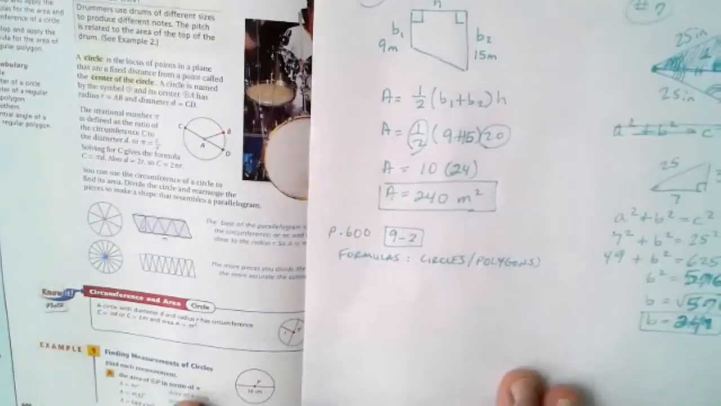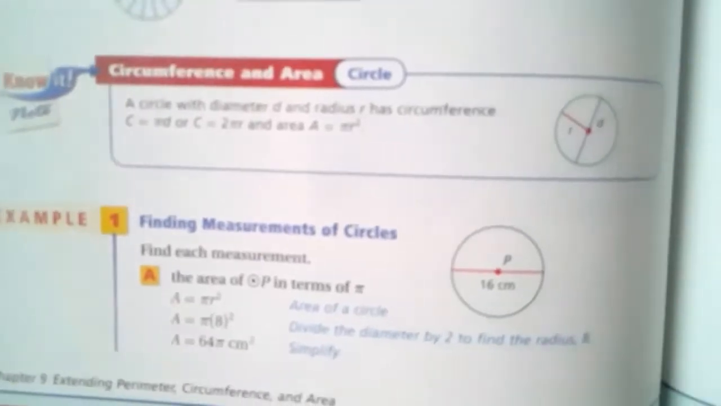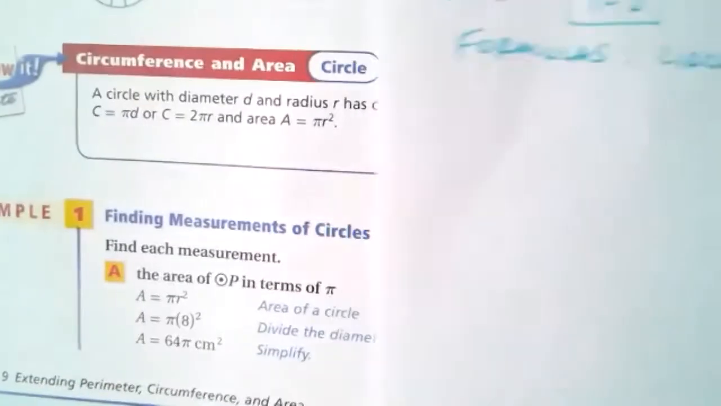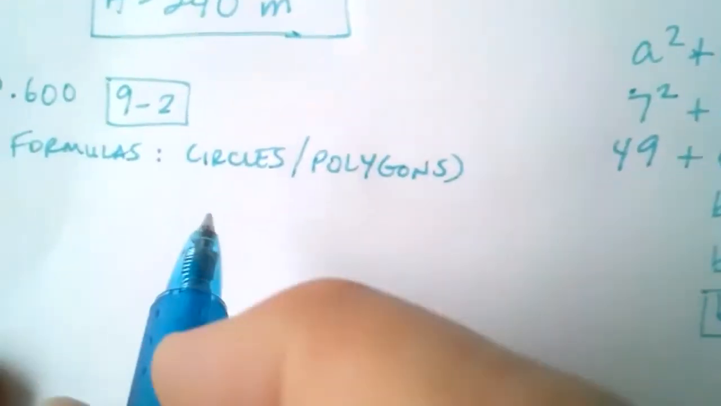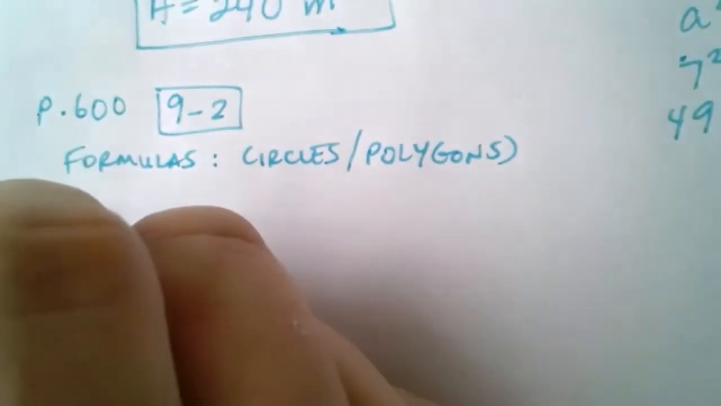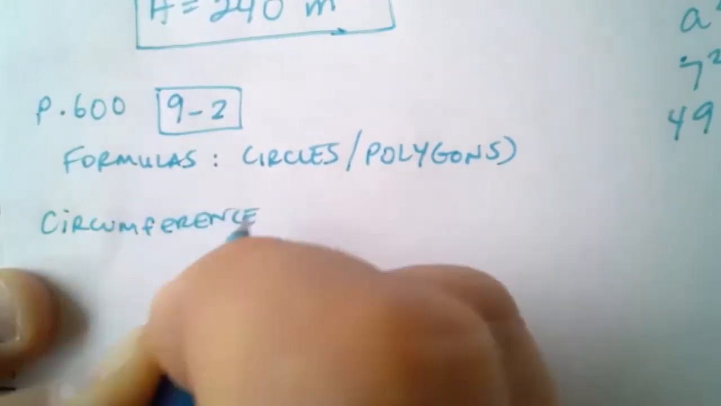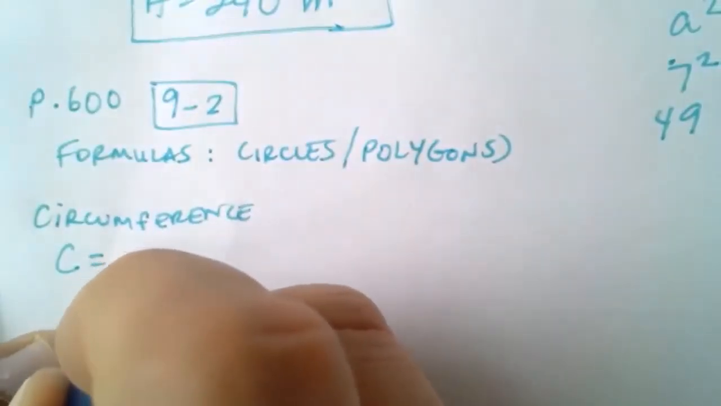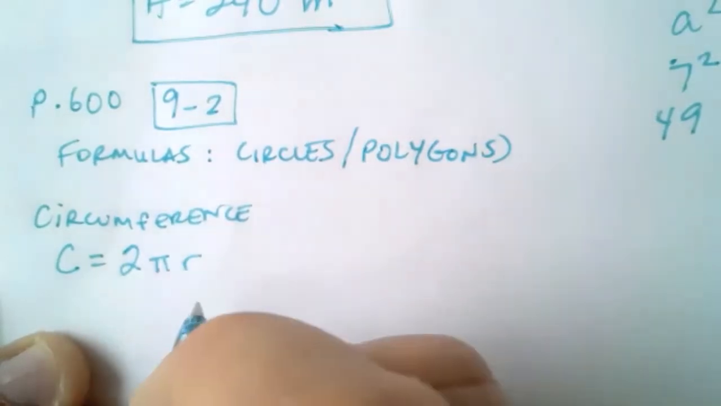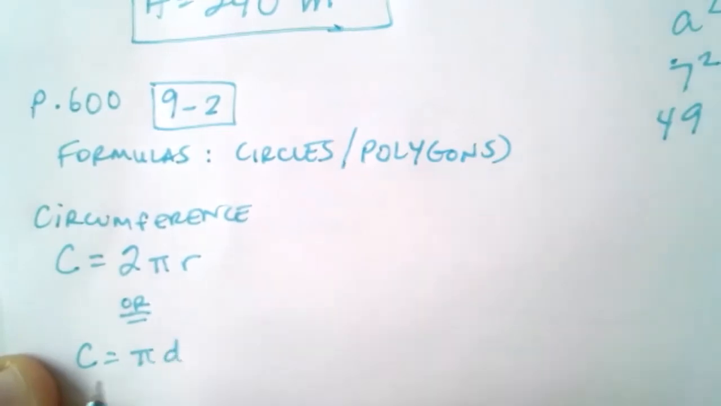So we're going to do the formula for the circumference and area of a circle. Let's see what this looks like. I'm going to write down the formula for the circumference and the area of a circle. So right here, we're going to write circumference is C equals, you can get 2 different formulas. You can do 2 pi r, or you can get C equals pi d, okay?